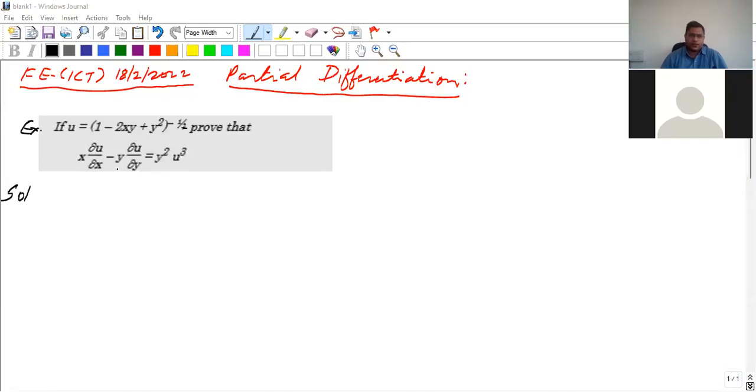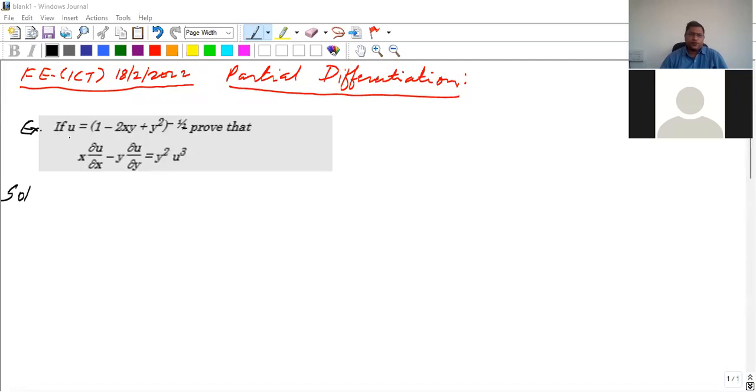Okay, so in the last lecture, we solved some problems based on partial differentiation. Now we'll try some more examples. Okay, so let us see. I hope you are able to see this example.